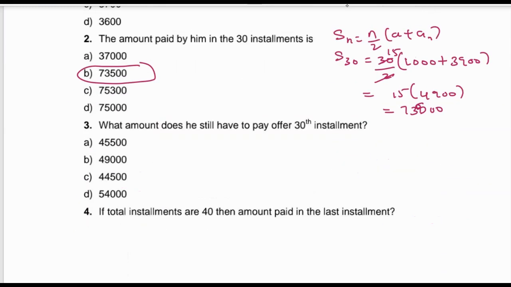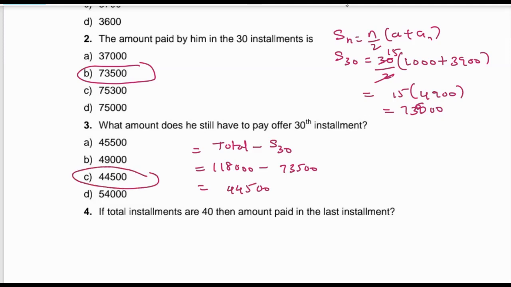So the next one is, what amount does he still have to pay after the 30th installment? To find the balance, we take the total amount minus the installments which are paid. So total amount is 1,18,000 minus 73,500. If you do the subtraction, we get 44,500. So the amount which he should still pay is 44,500.